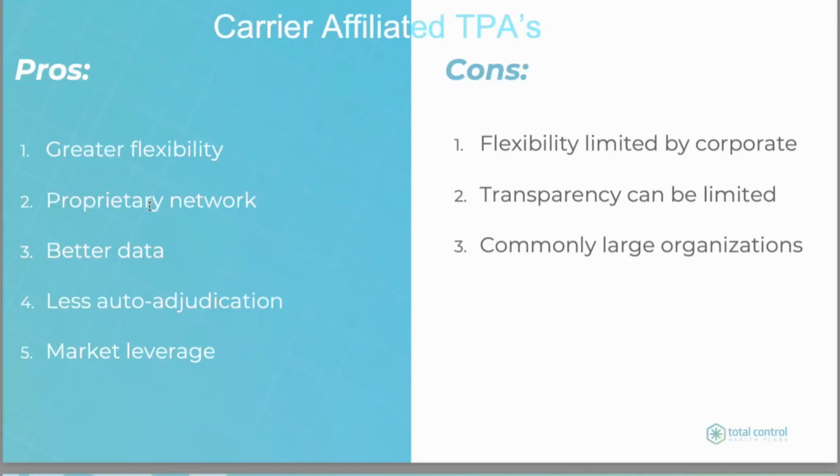Finally, not always, but in many cases, these carrier-affiliated TPAs are still very large organizations. One reason you might pick a TPA is because it's much more approachable. It's a smaller organization that we can get our hands around. If we want to talk to the top, we can get there. But a carrier-affiliated TPA, especially those owned by United Healthcare or Aetna, for example, are still very large organizations. And so we lose some of the intimacy that we might otherwise get from an independent TPA.